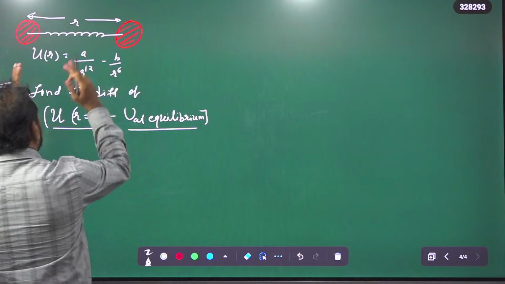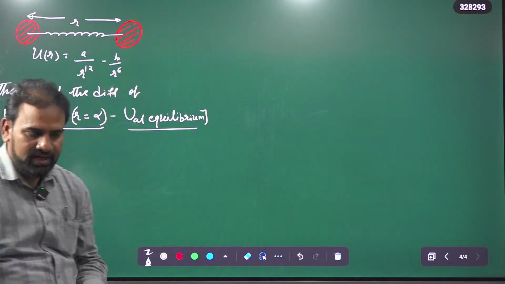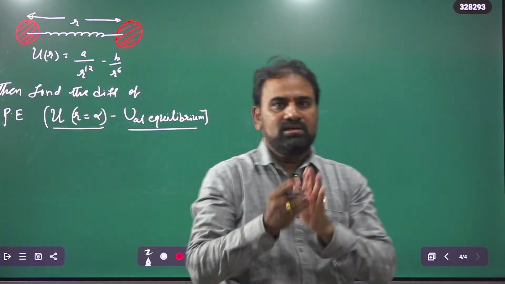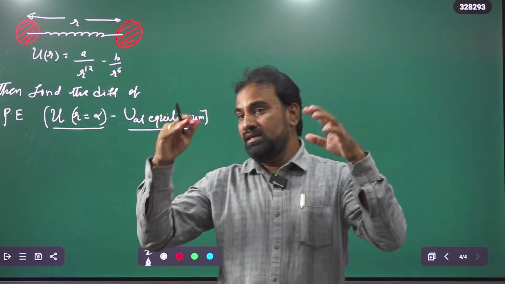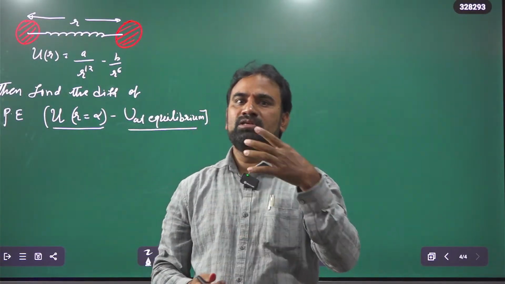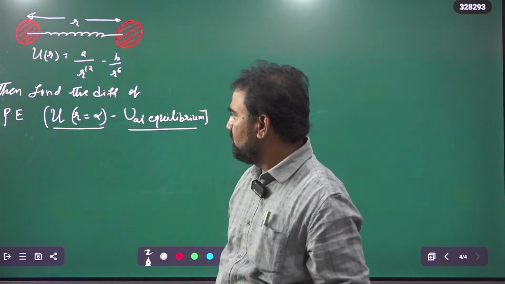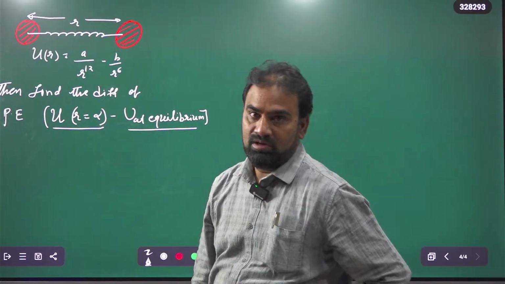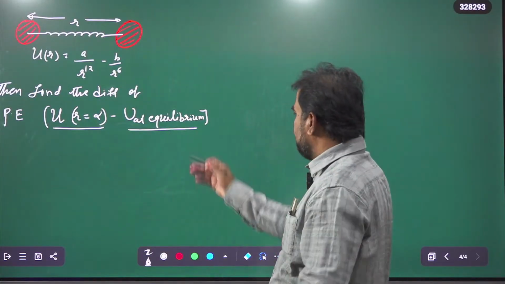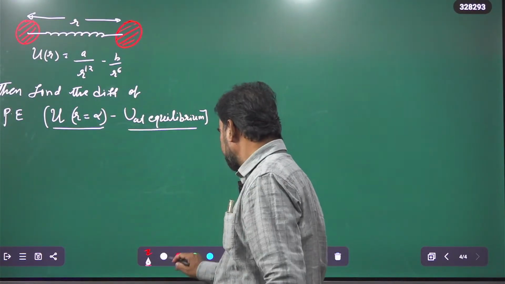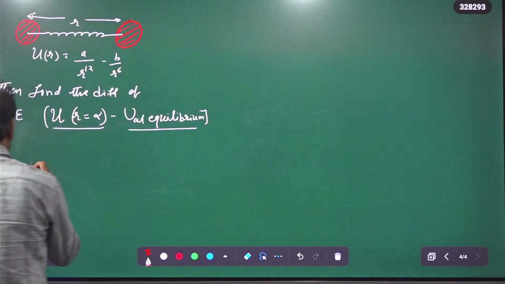When they are vibrating like this, after a certain amount of time, they will settle at a stable equilibrium. When they are at a stable equilibrium, how much potential energy is stored in that system? So we have to calculate the difference now. Let's take the first condition, at infinity distance.